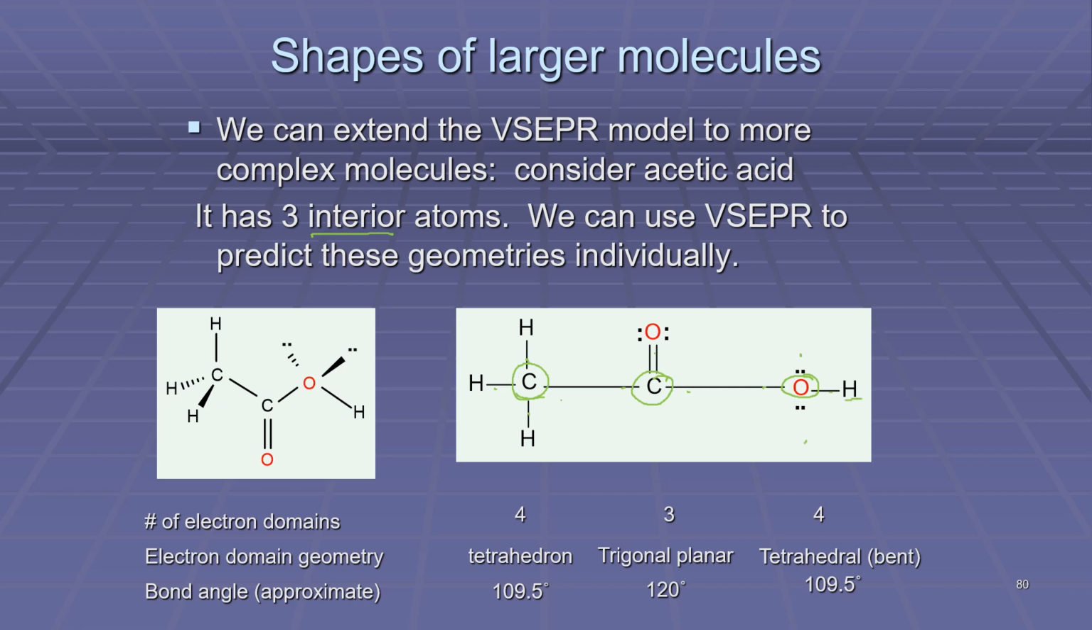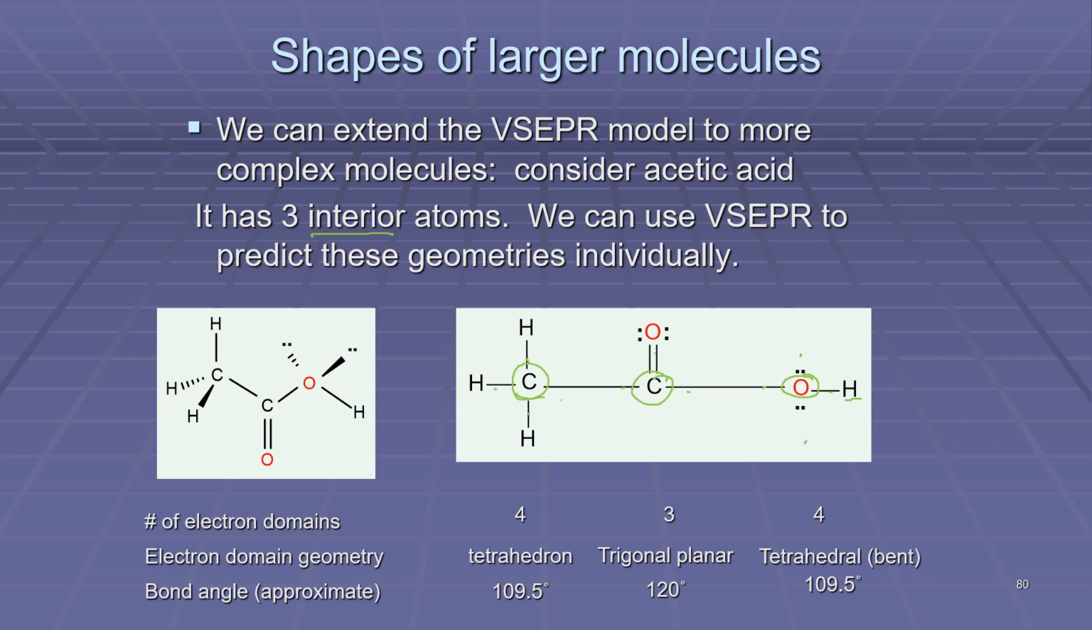Now the hydrogen is not a center because it's on the end, and these hydrogens are not centers because they're on the end. Most of the molecules we've been looking at only have 1 center, but if they have more than 1 center, you can't get an overall geometry. That doesn't make sense. But what you can do is figure out the geometry of each center.